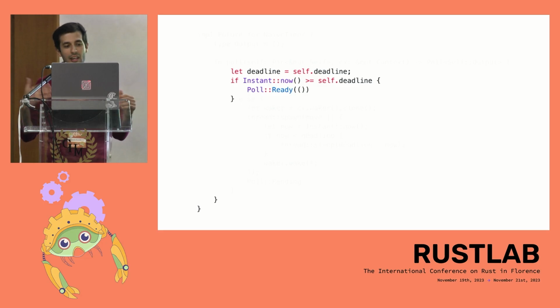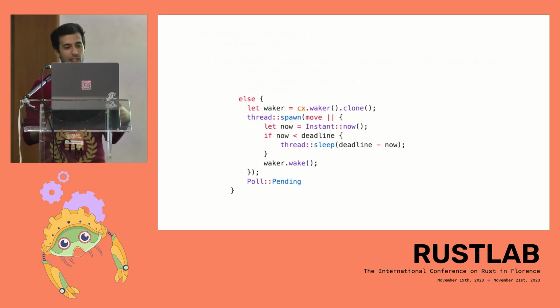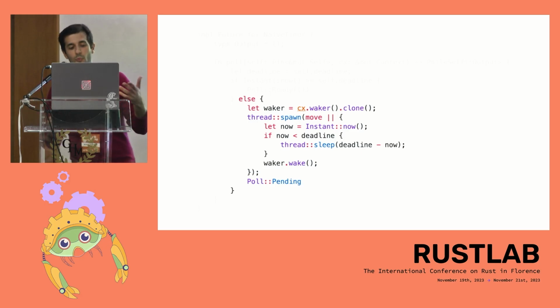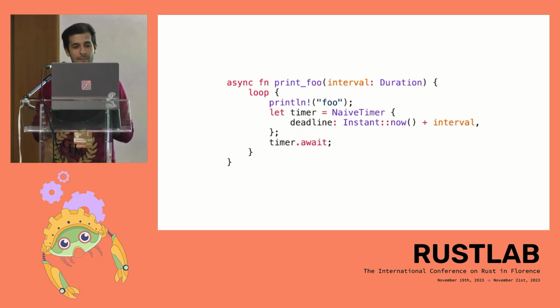So if somebody polls us and we are already past the deadline, then we want to say that we're ready, like the future has been resolved already. If we're not ready yet because we're lagging behind the deadline, we want to capture the waker from the context. And then in this case, we're spawning a thread that will sleep for however long is left until the deadline, and then we're going to call wake. But crucially, we will return right away from this function and say that we are pending, like we're not ready yet to satisfy this timer future. Typically, that's not how you interact with futures in Rust.